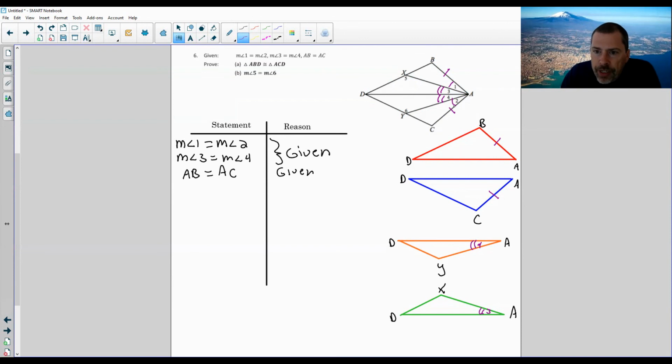We're going to have to add some stuff up here. If 3 is congruent to 4 and 1 is congruent to 2, then 1 plus 3 is congruent to 4 plus 2. We did that on the last page. The measure of angle 1 plus the measure of angle 3 equals the measure of angle BAD. The measure of angle 2 plus the measure of angle 4 equals the measure of angle CAD.